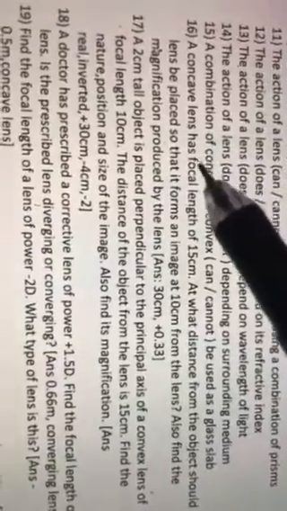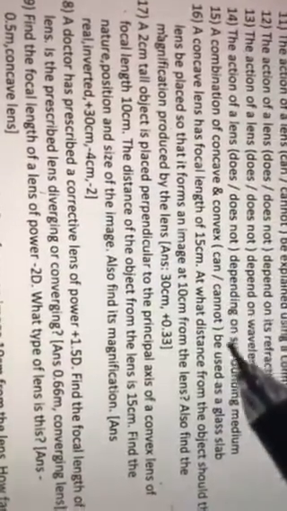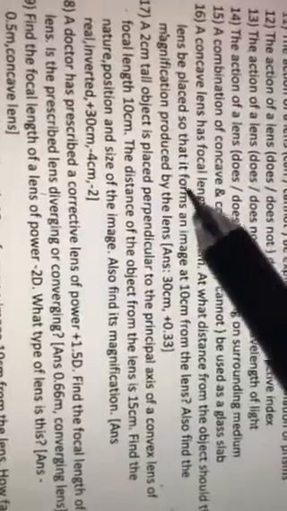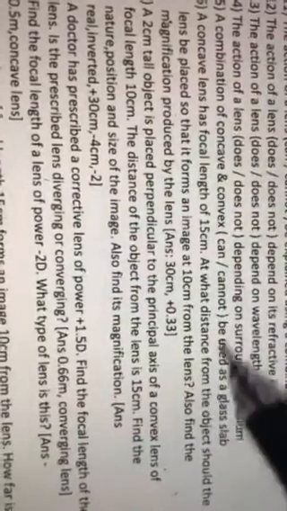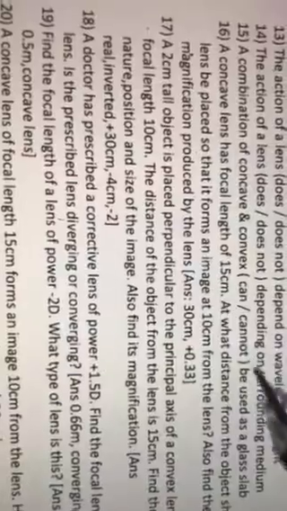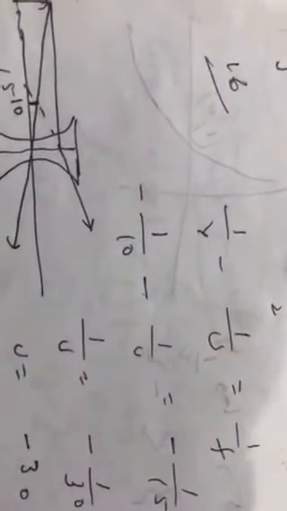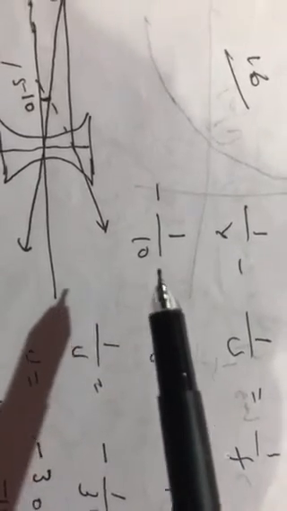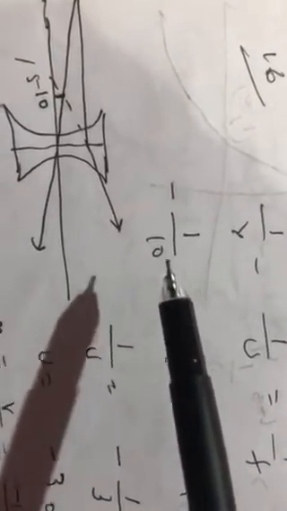Number 16. A convex lens has focal length of 15. At what distance from the object should the lens be placed so that it forms an image of 10 from the lens? Also find the magnification produced by the lens. So what we will do is 1 by V minus 1 by U is 1 by F. Now it was written in the question that image is formed 10 from the lens and it is concave lens. So I told you in concave lens by default we take V as negative. So V will be minus 10. U we don't know right now. F is minus 15. So U is coming minus 30.